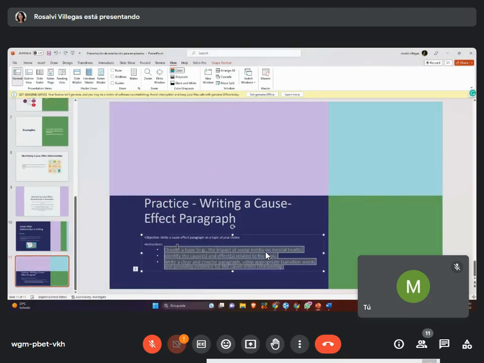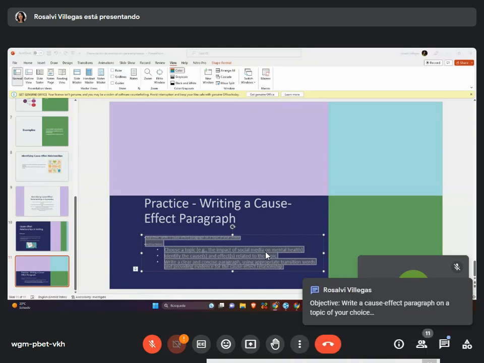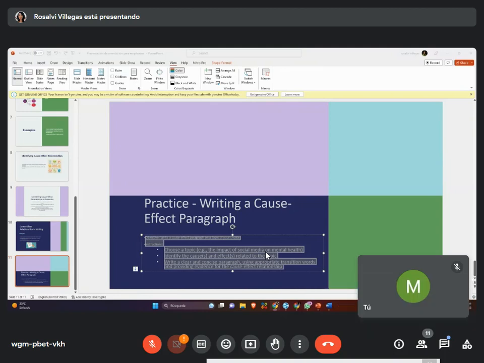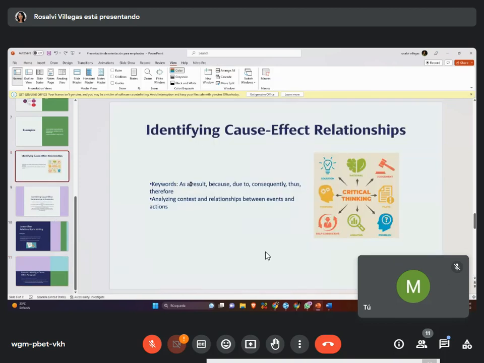Maybe it's easier. You have 20 minutes for doing this. Write a cause and effect paragraph on a topic of your choice. Choose a topic, the impact of social media on mental health, for example. Identify the cause and effect related to the topic, and write a clear and concise paragraph using the appropriate transition words and providing evidence for the cause and effect relationship. So these are the keywords that you can use.